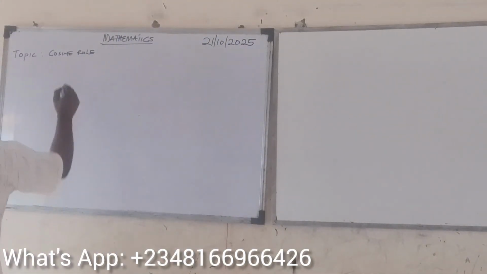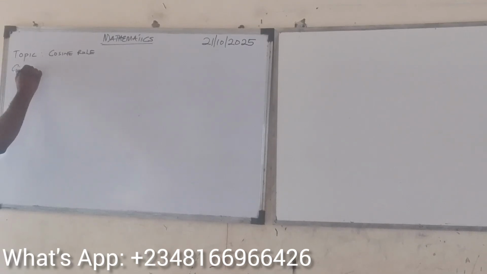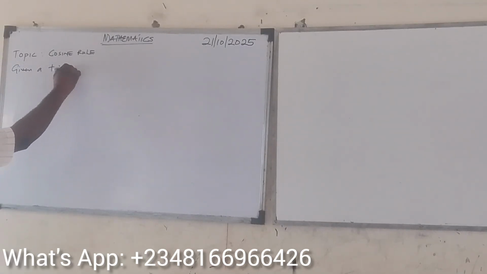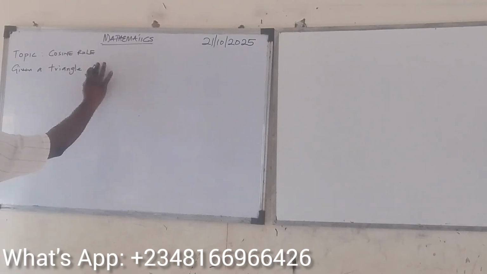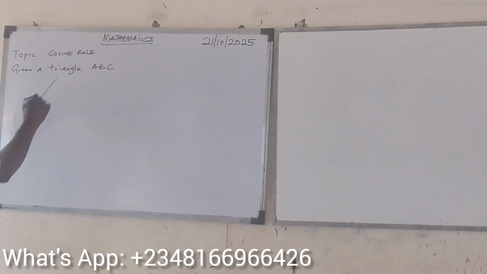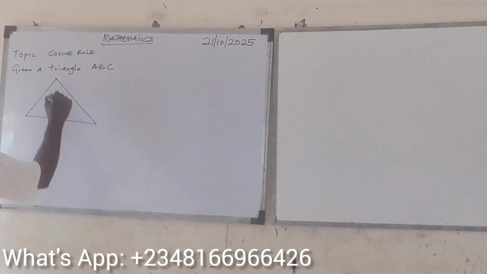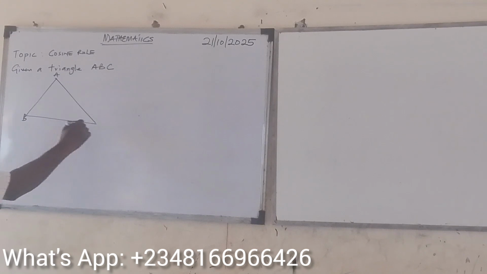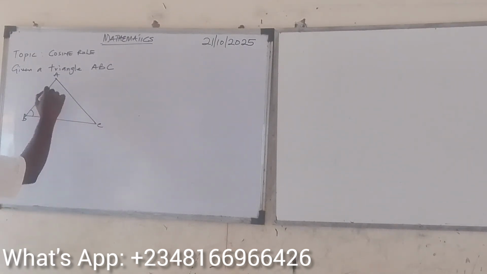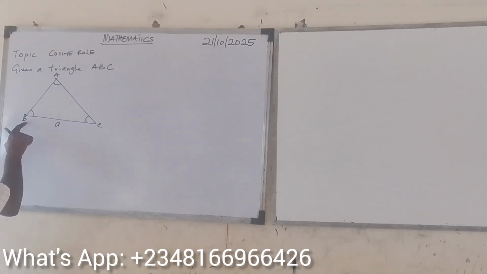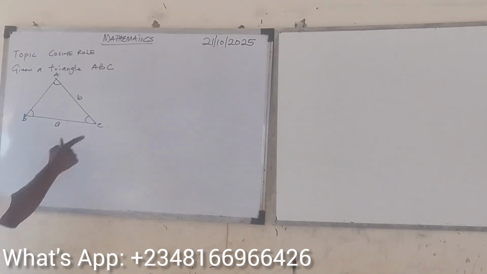Now, given a triangle ABC, let's look at this. Here we have A, we have B, and we have C. Yes, angle B, angle A, and angle C. Now remember, in our last class, we said the side facing big A is the small a. The side facing big B is the small b. And the side facing big C is the small c.